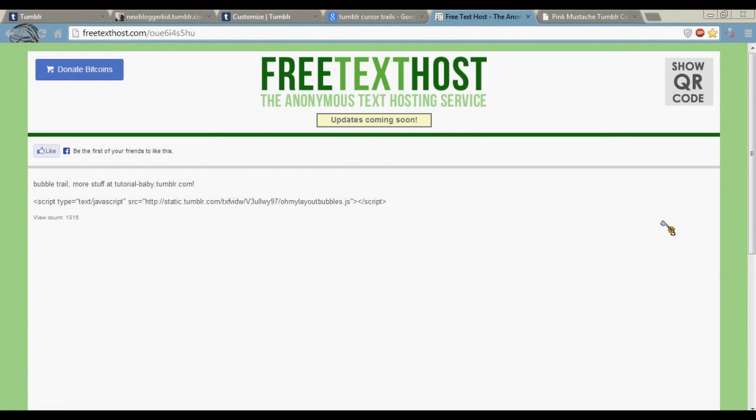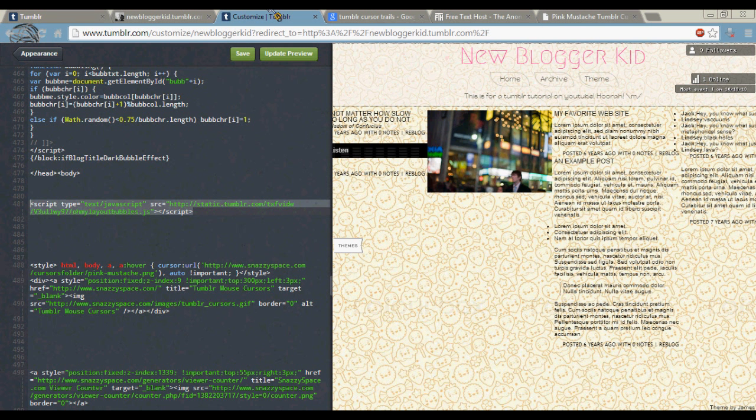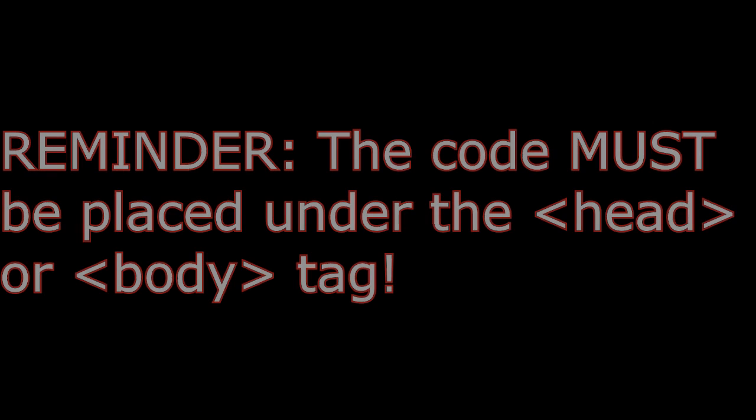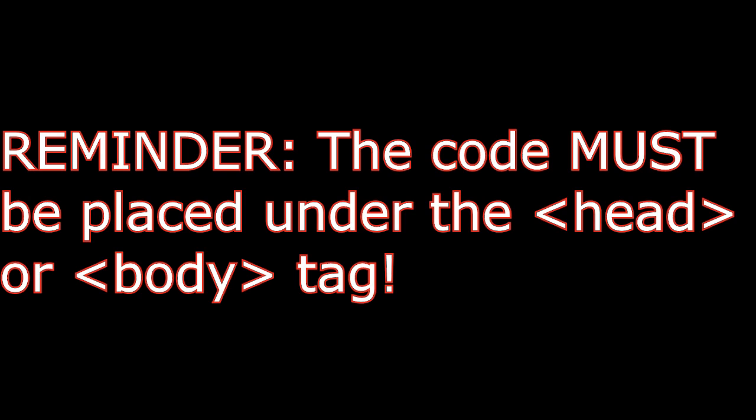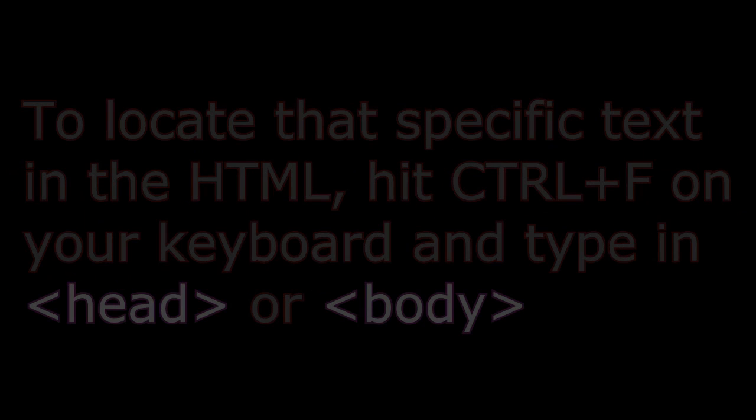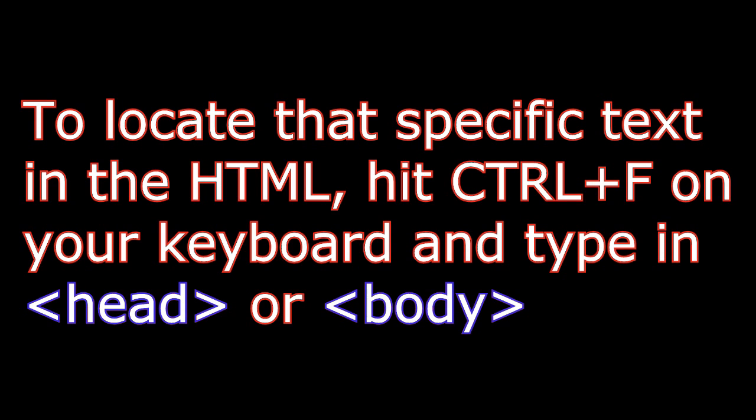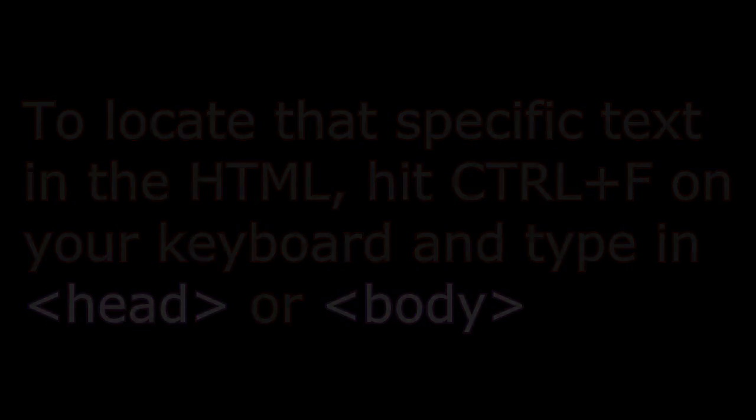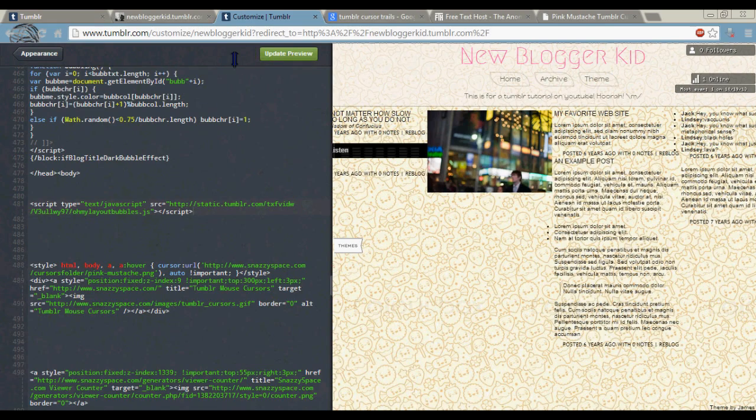Now this looks really simple. I'm going to put this in the description as well, and this is a bubble trail, and all you're going to do is copy this code right here, and go back to customize. If you already had a sparkle trail, you want to delete that. Make sure you delete only the sparkle trail, and then you're going to paste your new link. And you're going to click Update Preview, Save.